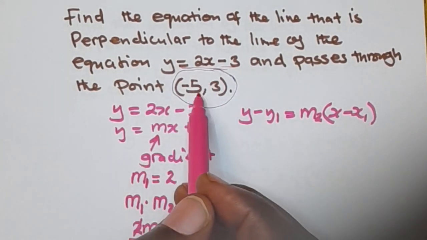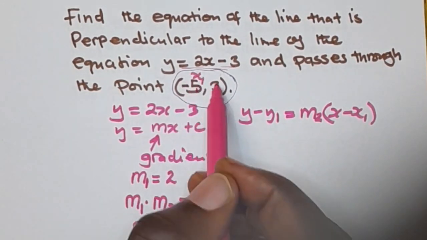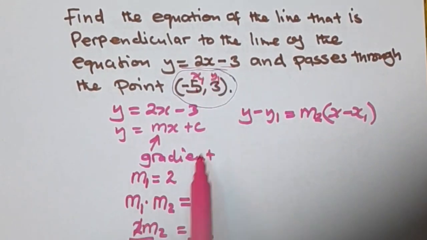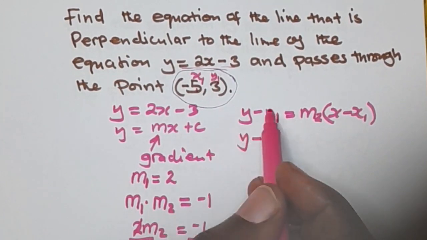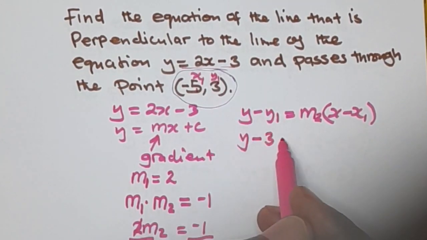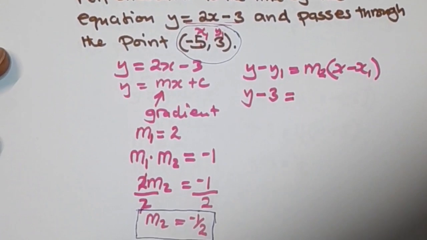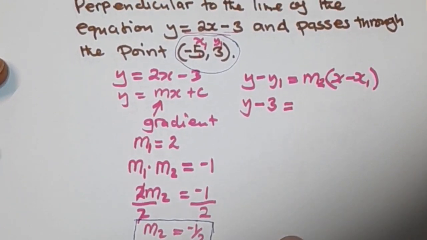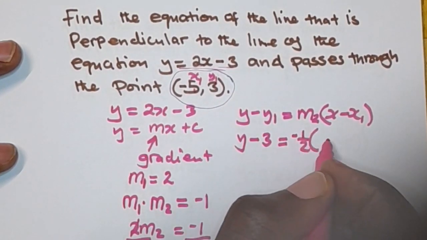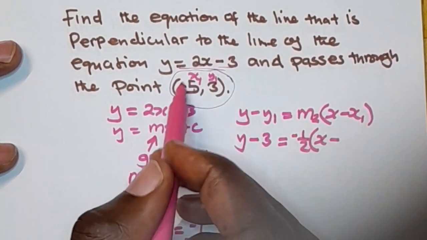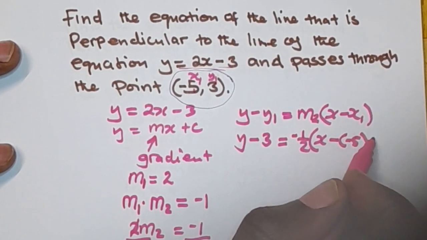So when you look at these points, the first coordinate here is for x1, and then this one will be y1. So now we can replace in the formula. We have y minus y1, which is 3, so we're going to say 3 is equal to m2. We found that m2 is negative half. So we're going to put negative half times x minus x1. x1 is negative 5, so we're going to put negative 5 in brackets like this.